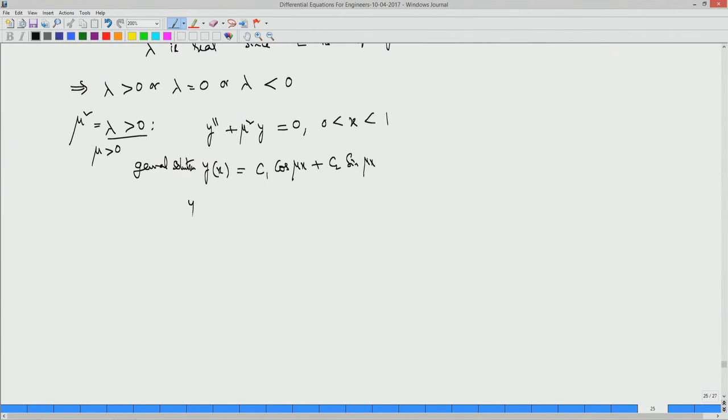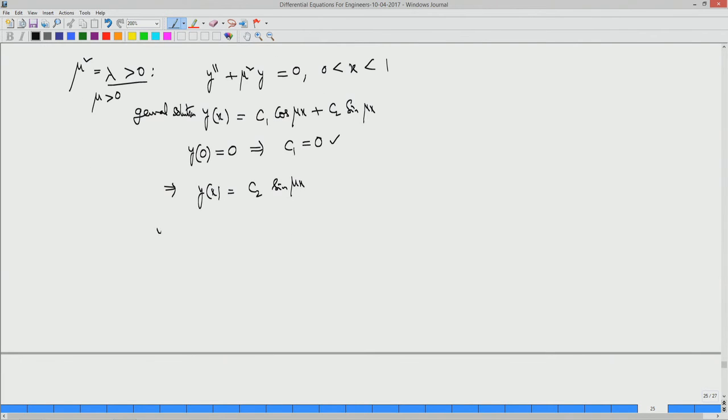Now we apply the boundary conditions as earlier. y(0) equal to 0 gives c1 equal to 0, since cos 0 is 1 and c2 times sin 0 is 0. So the general solution becomes c2 sin mu x. Now you apply the other boundary condition, y(1) minus y'(1) equal to 0. Applying this, you have c2 sin mu minus c2 mu cos mu times 1.